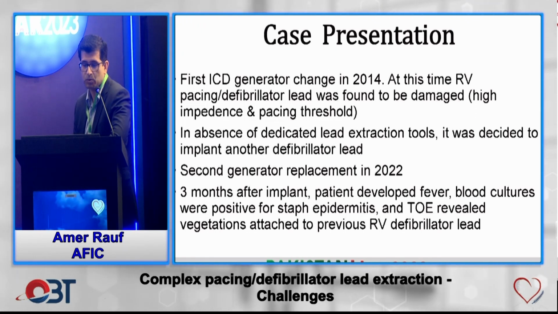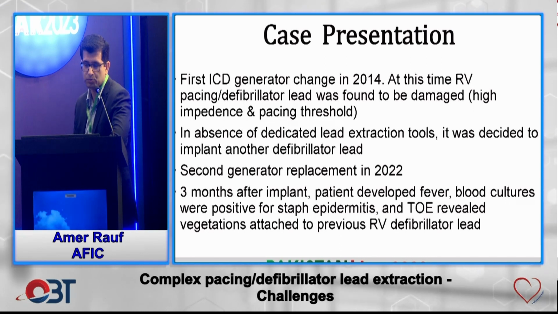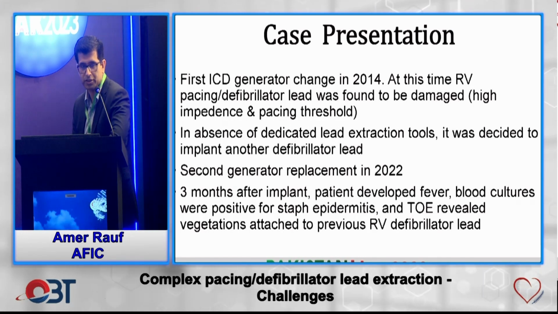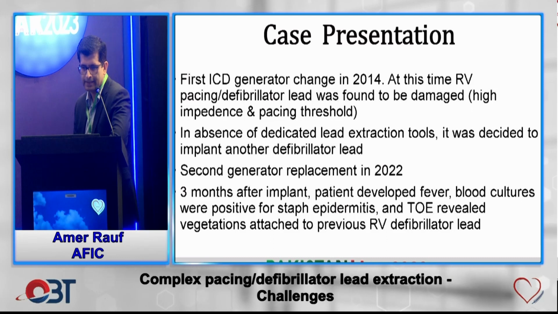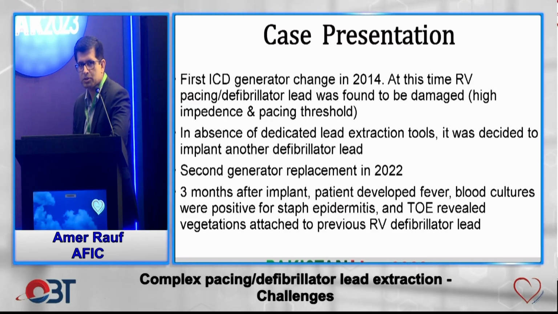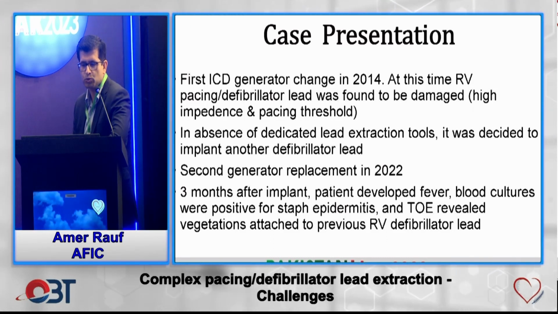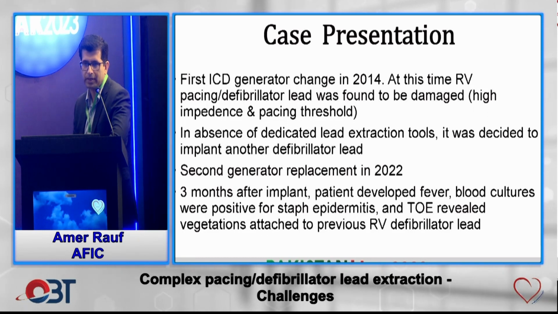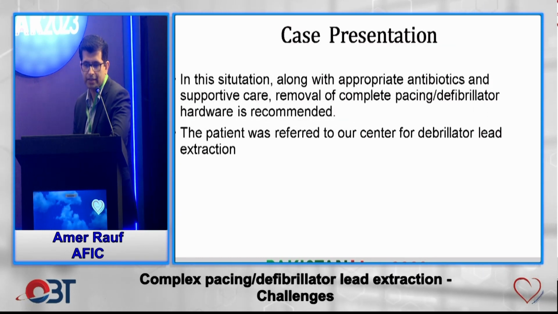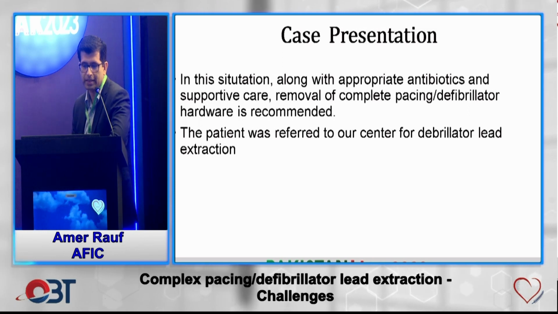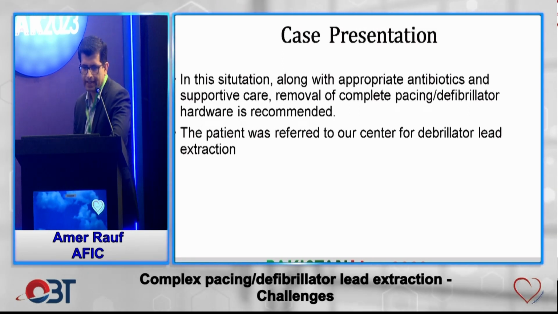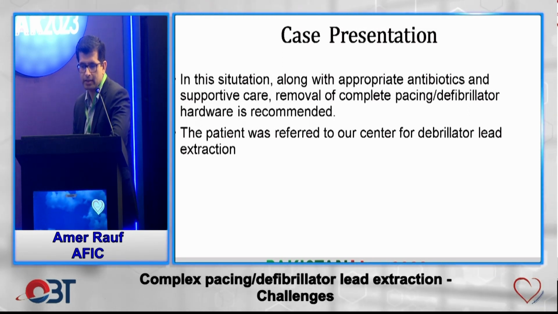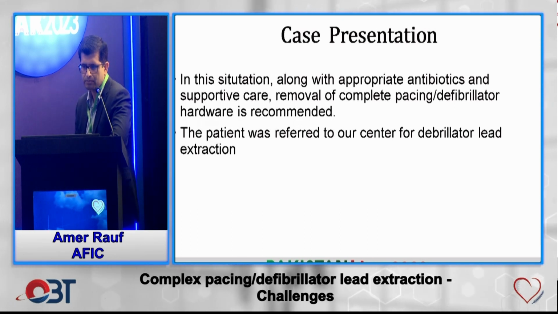Unfortunately, 3 months afterwards, he developed fever, blood cultures were positive, and there were also vegetations attached to the right ventricular lead. So in this situation, it was imperative that in addition to administration of appropriate antibiotics, the whole pacing defibrillator system should be extracted. At this stage, the patient was referred to our center for lead extraction.